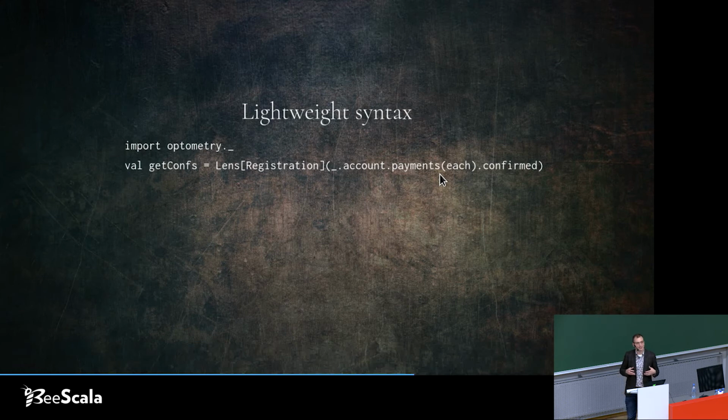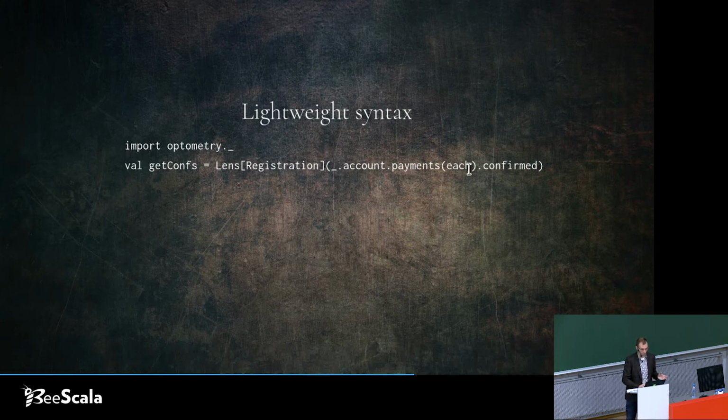Now, payments is of type list of payment. We can't call .confirmed on that because that only works on a payment, not a list of payments. We somehow need to get across the list to access the elements inside. And there's also the problem that there are potentially many payments in that list. So how do we make sense of this?